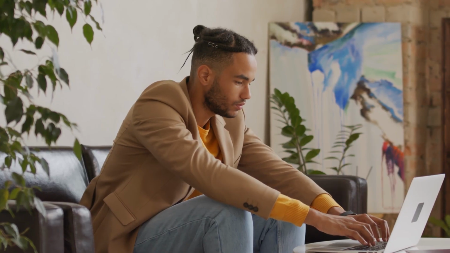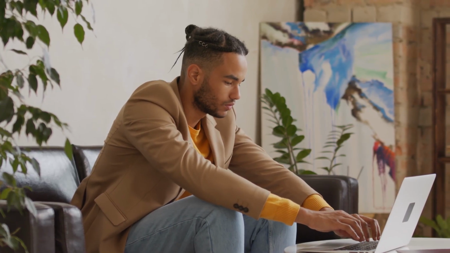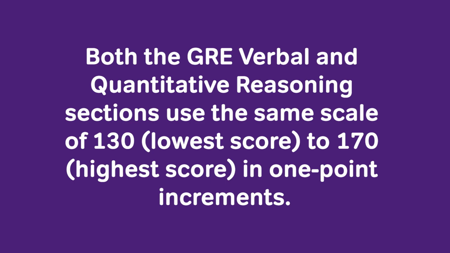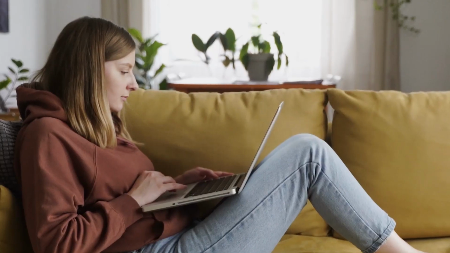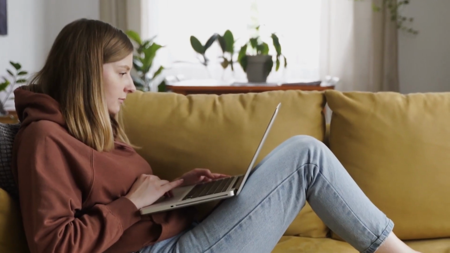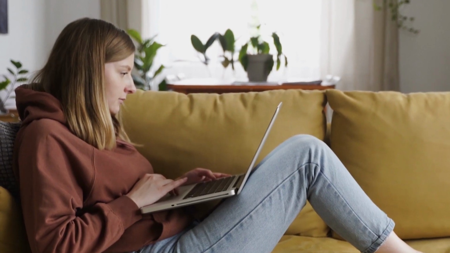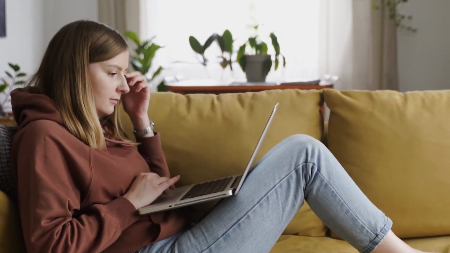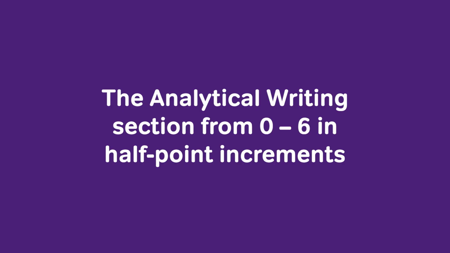5. Scoring. Finally, the GRE and SAT are scored using completely different scales. Both the GRE verbal and quantitative reasoning sections use the same scale of 130, lowest score, to 170, highest score, in 1-point increments. It is more common to present each section score separately rather than aggregating both scores together for a combined score. The analytical writing section is scored from 0 to 6 in half-point increments.